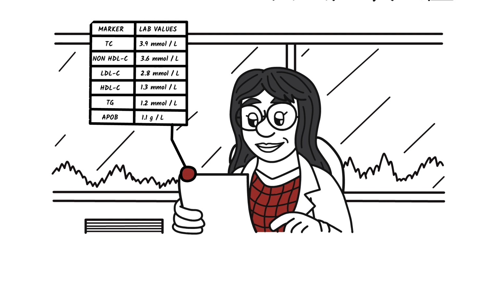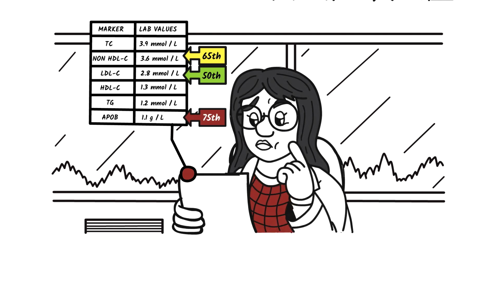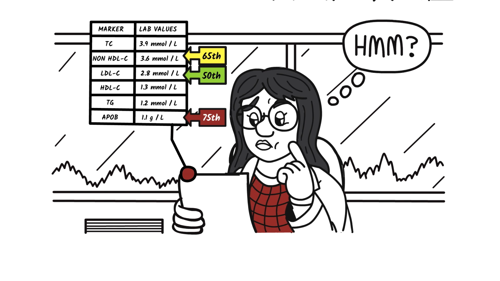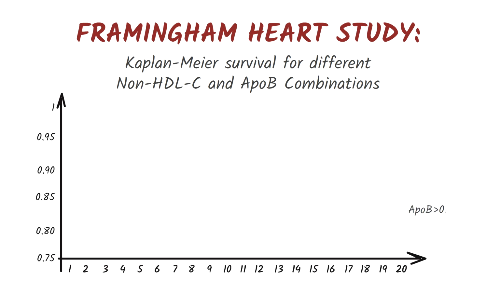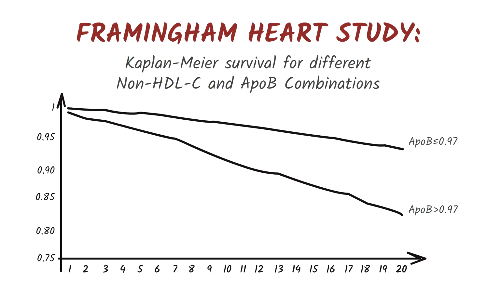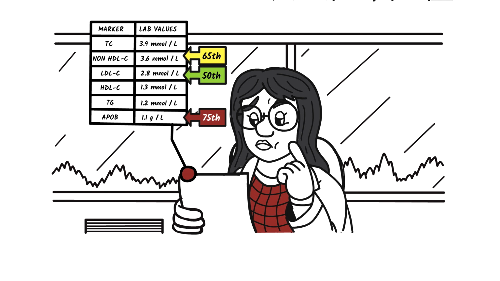Now let's take another example where non-HDL-C is at the 65th percentile and LDL-C is at the 50th percentile. On that basis alone, you might conclude that your patient does not present a high risk of cardiovascular disease. But when you measure apoB, you find that it's at the 75th percentile. Which number do you trust? The Framingham Heart Study examined survival rates for patients with different non-HDL and apoB combinations. It revealed that people with higher apoB have lower survival rates than those with lower apoB levels, even though their non-HDL-C or their LDL-C were the same. And so your patient is, in fact, at a higher risk, but you wouldn't have known this if you hadn't measured their apoB levels.